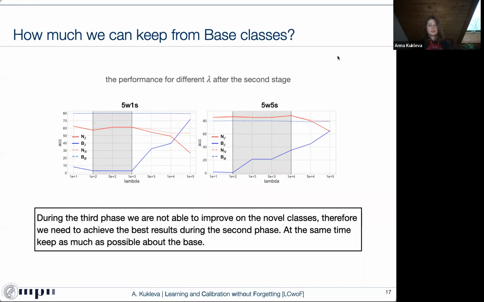Another part is how much we can keep from base classes. These are ablations on which lambda we can use for this weight constraint, and how much we should keep them. Can we keep them more? If we increase lambda, then we have much higher accuracy on the base classes, but it's a trade-off. In this case, the accuracy on the novel classes starts dropping at some moment. Basically, this region works the best for this framework. Then we can keep high accuracy on the base classes, and at the same time, we keep accuracy on the novel classes high. The same works for different setups. And it's basically how to choose lambda, how much to constrain weights from your base classes model.